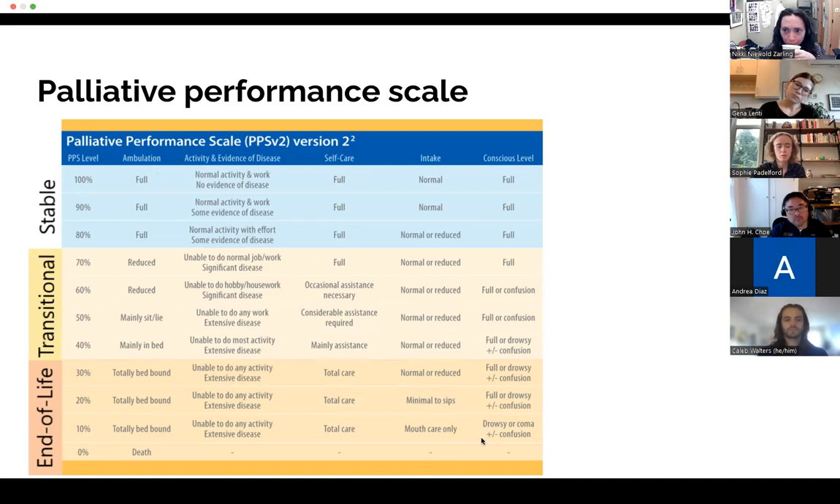So for our patient, Ralph, he's at this 10% level where he's totally bedbound. We learned that he was drowsy. We learned that he'd stopped eating and drinking and was only getting oral care by the RN. So this puts him at this 10% level, which is the stage immediately prior to death.